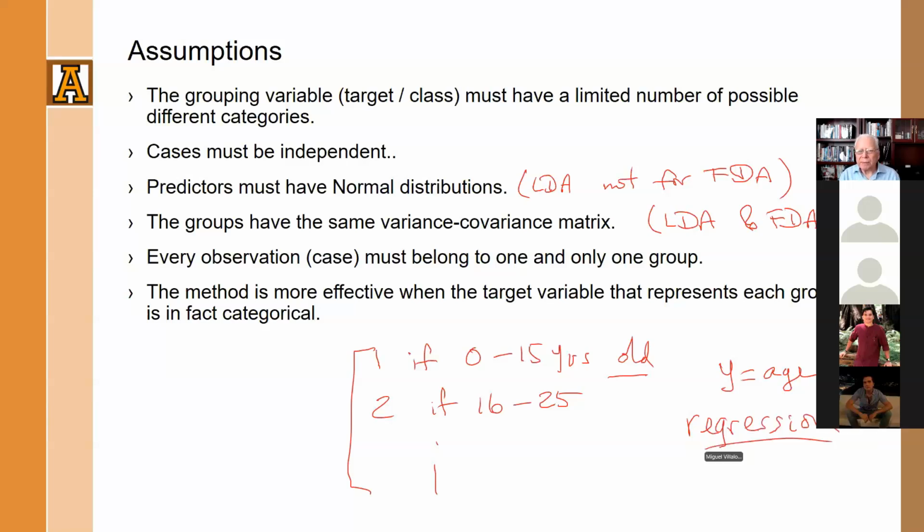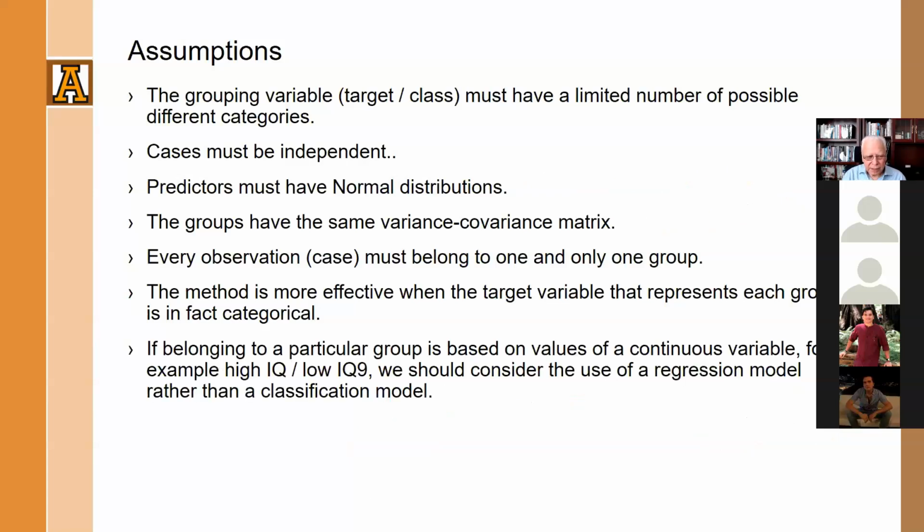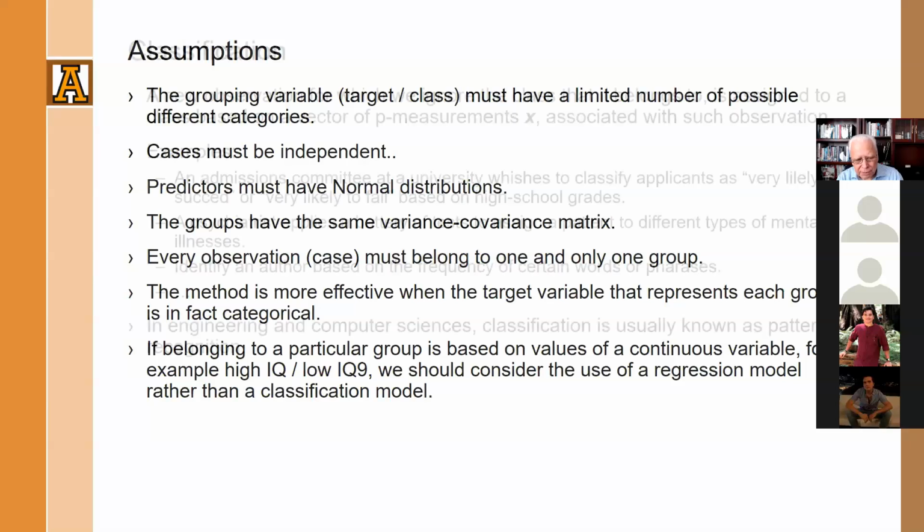Okay, not to categorize in groups. Okay, that's what that refers to. If belonging to a particular group is based on the values of a continuous variable, for example, the IQ or weight or height and so on, it's like the example that I gave you. If it's age, the response, then we're better off using regression models instead of classification models.